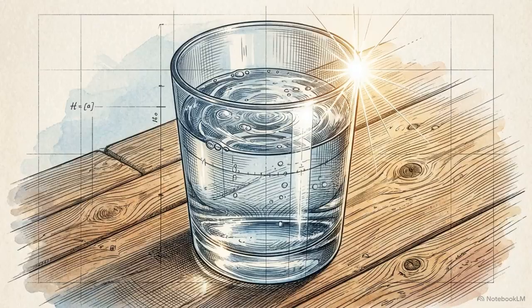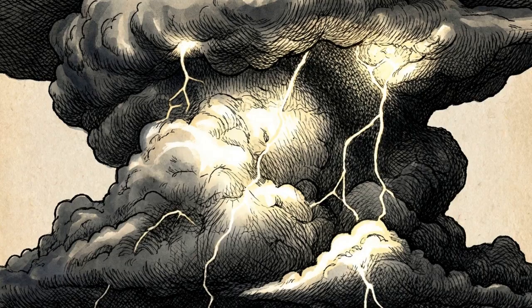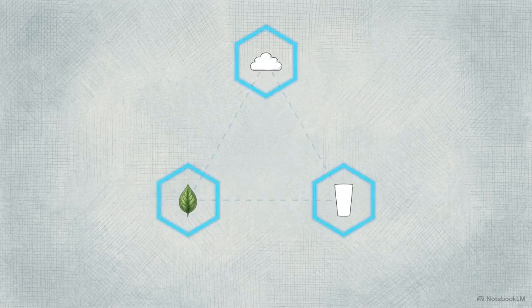Every glass of water, every storm cloud, and every living leaf acts as a self-charging electrical grid, fueled by the light around it.